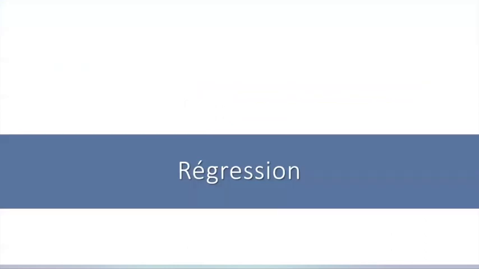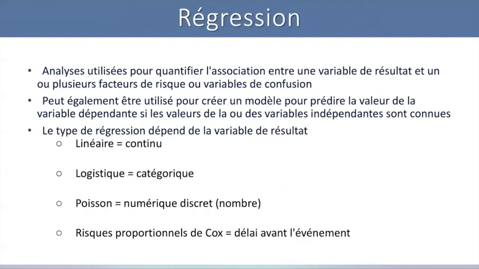Now, let's discuss regression. These are analyses used to quantify the association between an outcome variable and one or more risk factors or confounding variables, and can also be used to create a model that can predict the value of the dependent or outcome variable if the values of the independent variables that we insert into our equation are known. So the type of regression you use depends on the outcome variable.